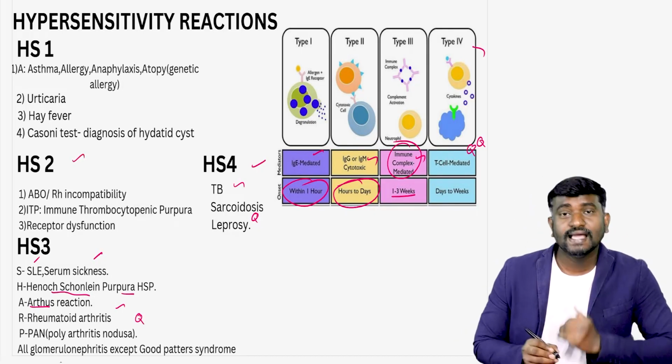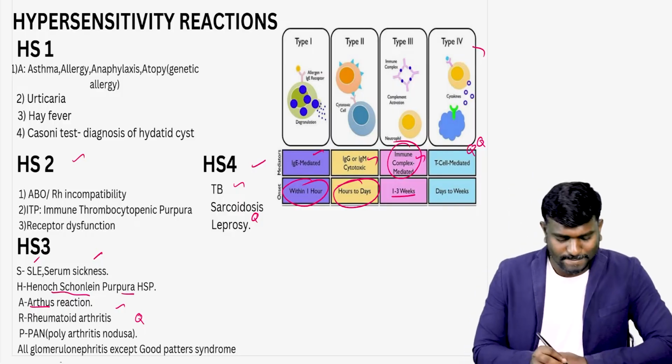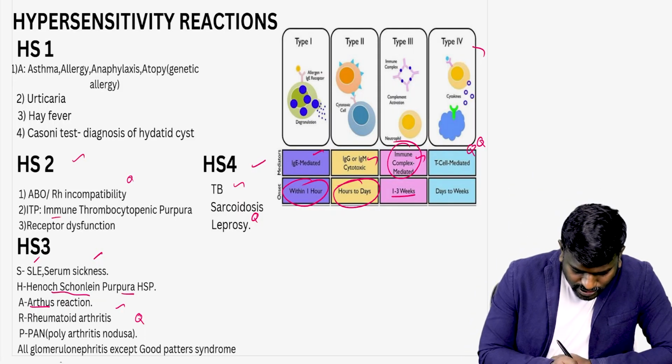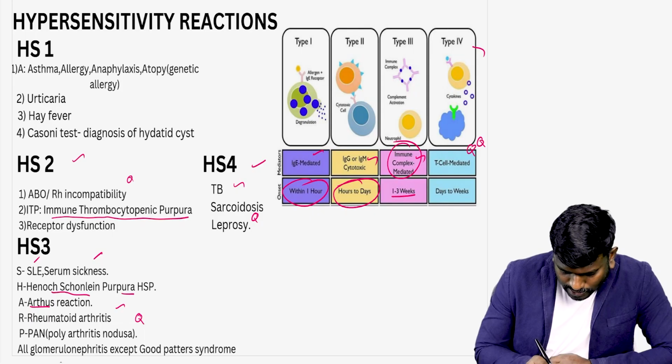Let's go to type 2. Type 2 is going to be what? ABO or Rh incompatibility. Very good. ITP, immune thrombocytopenic purpura, and also receptor dysfunctions.